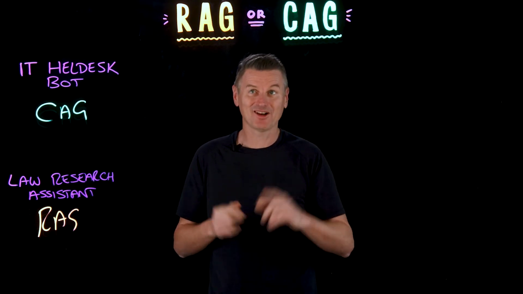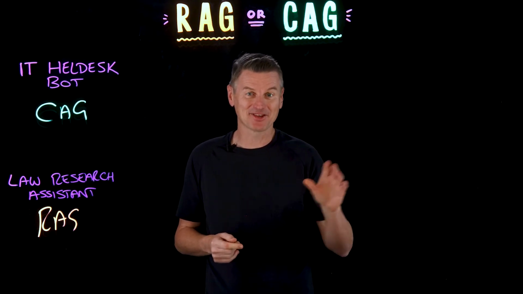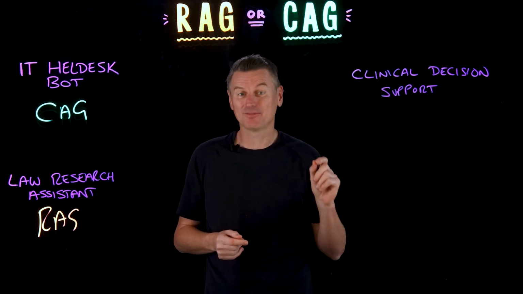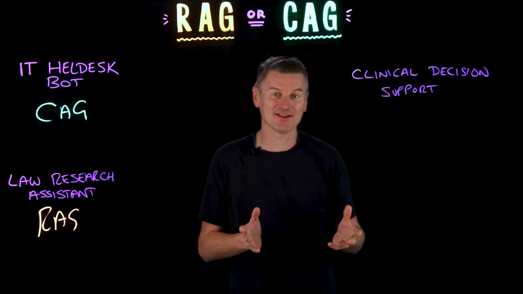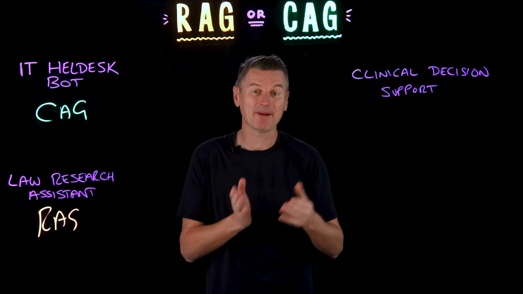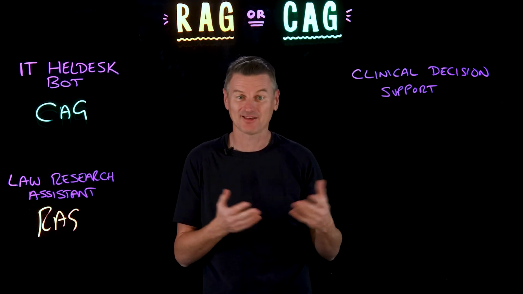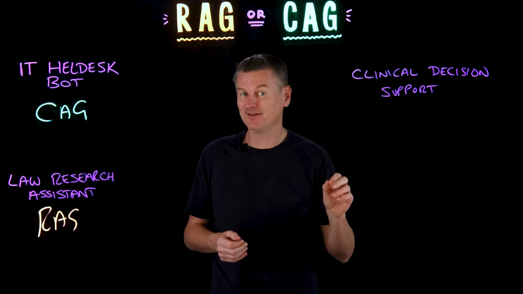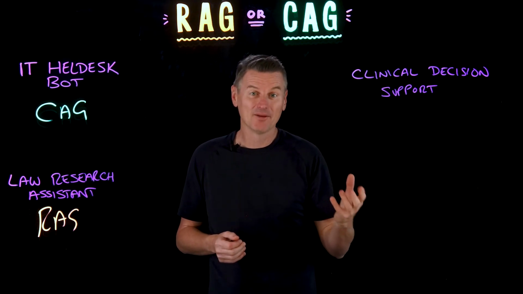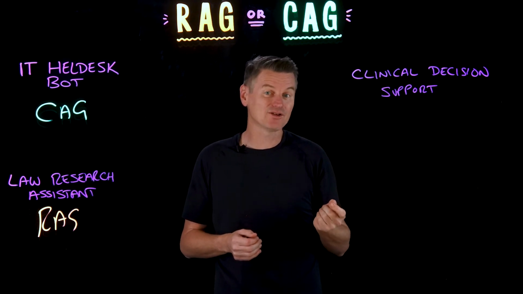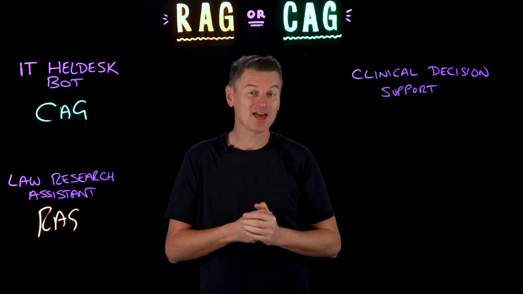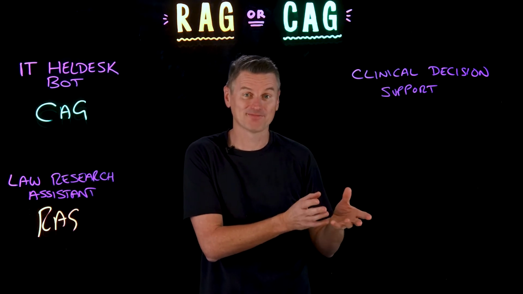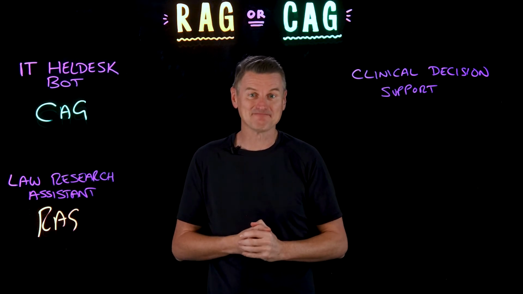One last game of RAG or CAG. So scenario three, you're building a clinical decision support system for hospitals. And the idea here is that doctors need to query patient records and treatment guides and drug interactions. And the responses need to be really comprehensive and of course very accurate, because they're going to be used by doctors during patient consultations. And the doctors are often going to ask complex follow-up questions. So RAG or CAG for that?